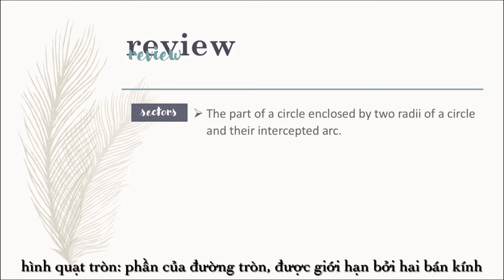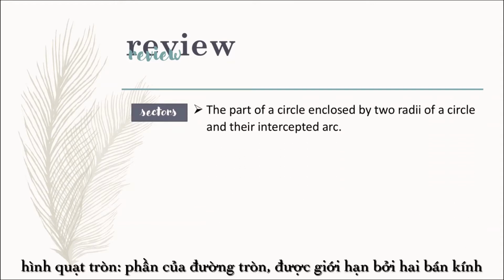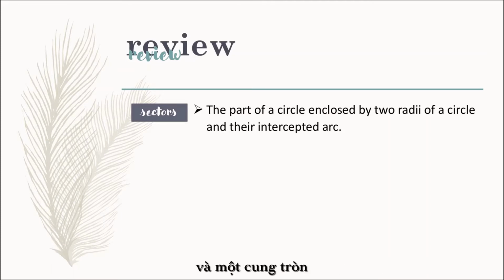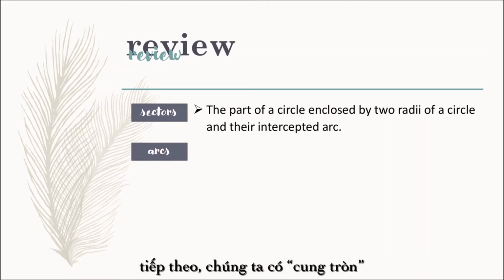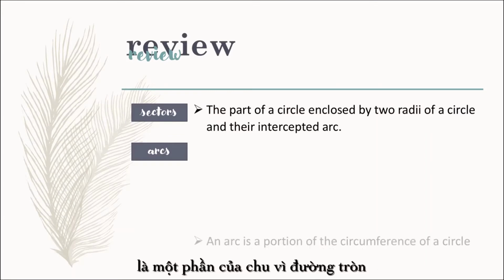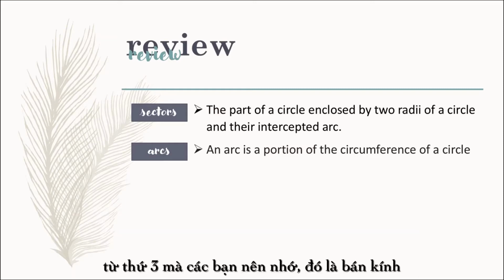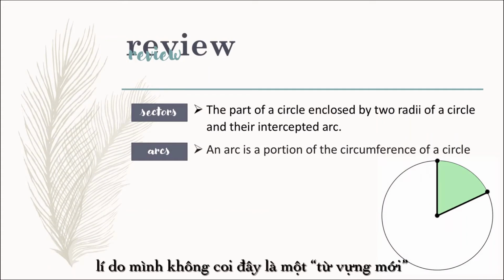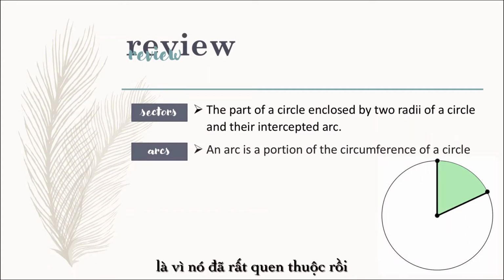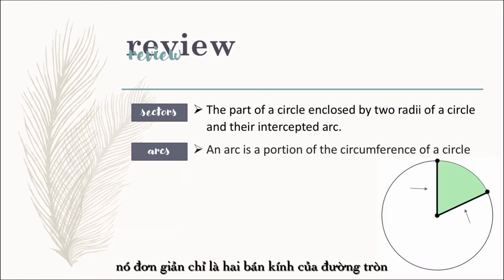A sector is a part of a circle enclosed by two radii of a circle and their intercepted arc. Then we have an arc, which is a portion of the circumference of a circle, or like the outside of a circle. The third term that you should remember is the radii. The reason why I did not include it in the vocabulary is because I think everyone knows what it is. It's basically the two radii that cover the sector.